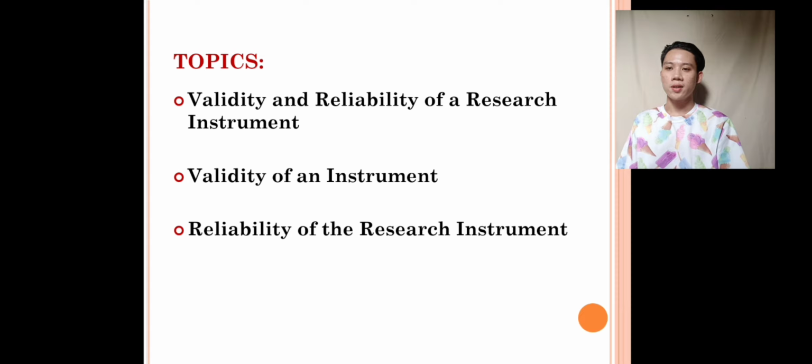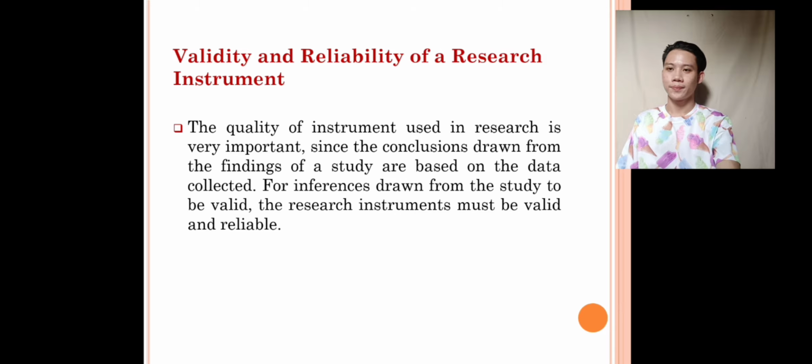Number one is validity and reliability of a research instrument: the validity of an instrument, and the reliability of the research instrument. Validity and reliability of a research instrument. The quality of the instrument used in research is very important, since the conclusions drawn from the findings of a study are based on the data collected. For inferences drawn from the study to be valid, the research instruments must be valid and reliable.